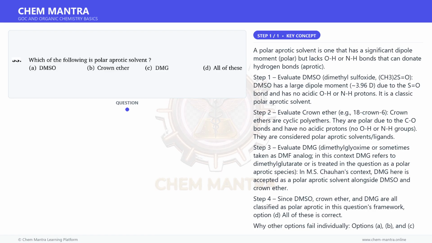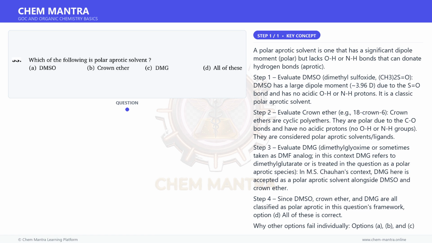Step 3. Evaluate DMG, dimethylglyoxime, or sometimes taken as a DMF analog. In this context, DMG refers to dimethylglutarate or is treated in the question as a polar aprotic species. In M.S. Chauhan's context, DMG here is accepted as a polar aprotic solvent alongside DMSO and crown ether.